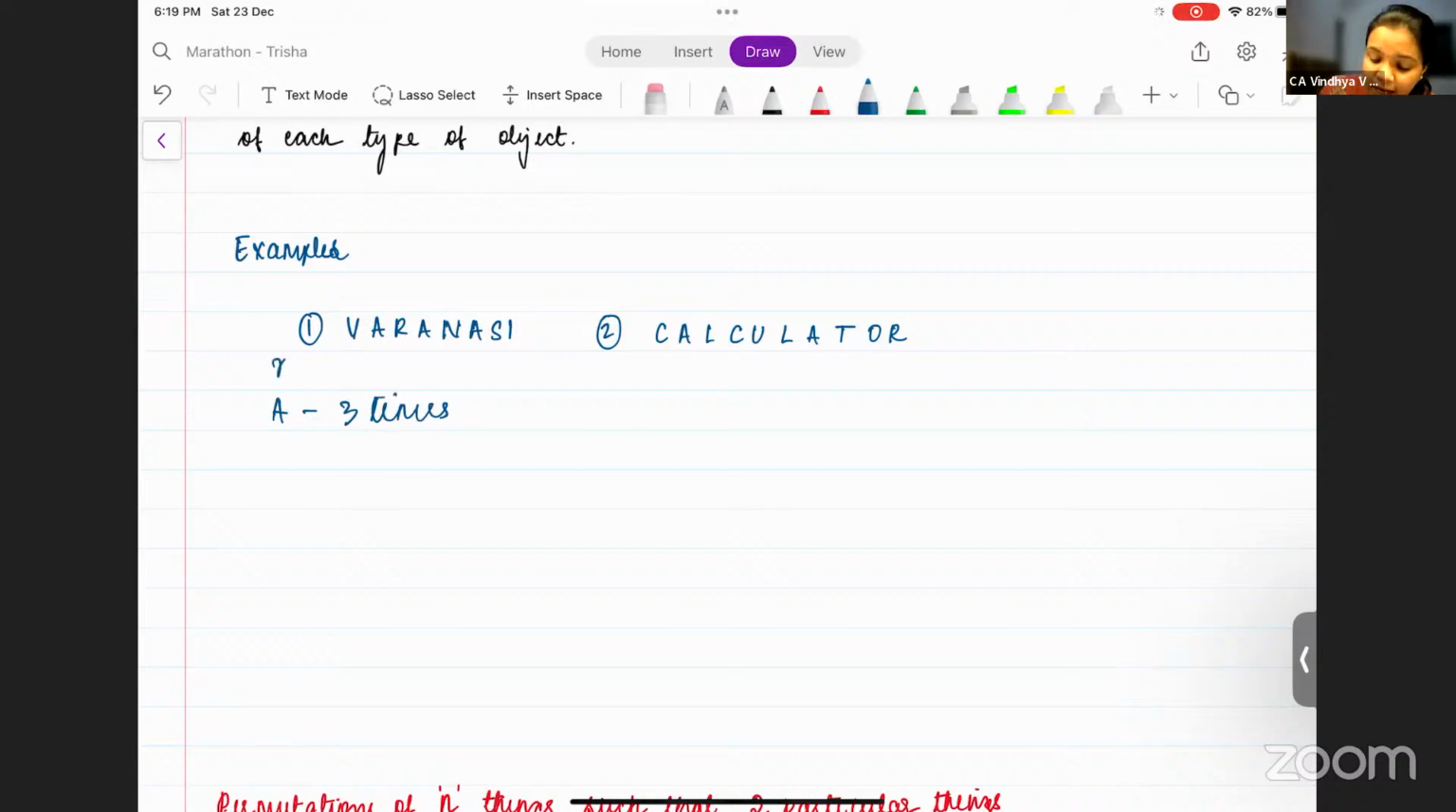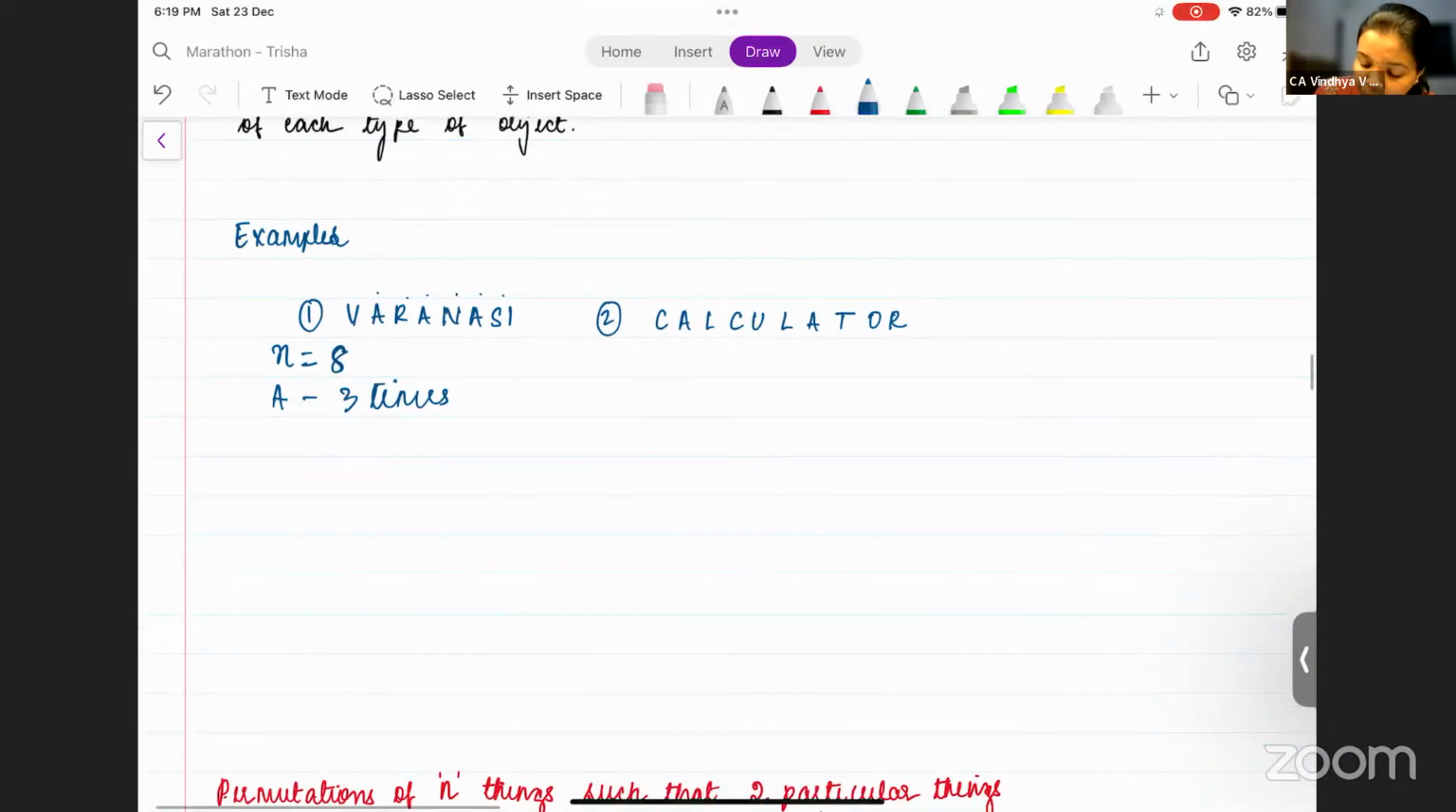How many letters are there in the word Varanasi? 1, 2, 3, 4, 5, 6, 7, 8. n is equal to 8. So here, when you get the permutation, it is 8 factorial by 3 factorial because the repetition should be divided.